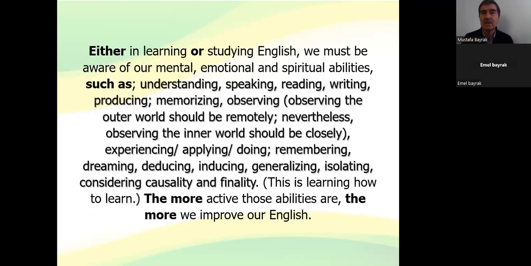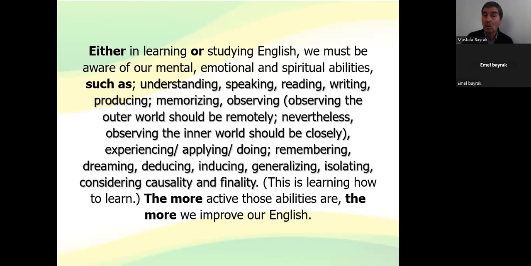Either in learning or studying English, we must be aware of our mental, emotional, and spiritual abilities, such as understanding, speaking, reading, writing, producing, memorizing, observing. Observing the outer world should be remotely. Nevertheless, observing the inner world, ourselves, should be closely. Experiencing, applying, doing, remembering, dreaming, deducing, inducing, generalizing, isolating, considering, casual causality and finality. These are all our abilities.